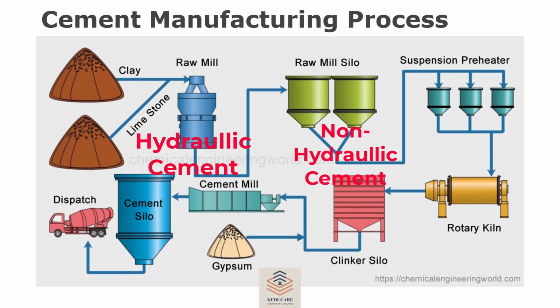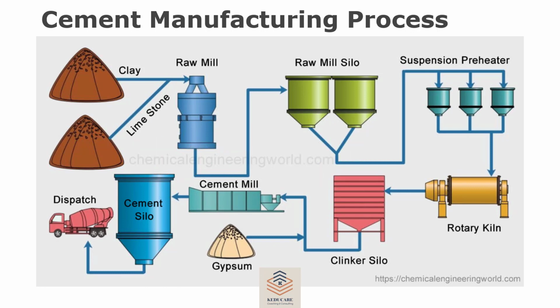Now let's get into the process of cement manufacturing. Cement manufacturing involves generally four steps. One is the mixing of the raw materials. The second is the burning of those mixed materials, the third is the grinding, and the fourth is the storage. So let's go one by one through what is involved in each stage of the cement manufacturing process.